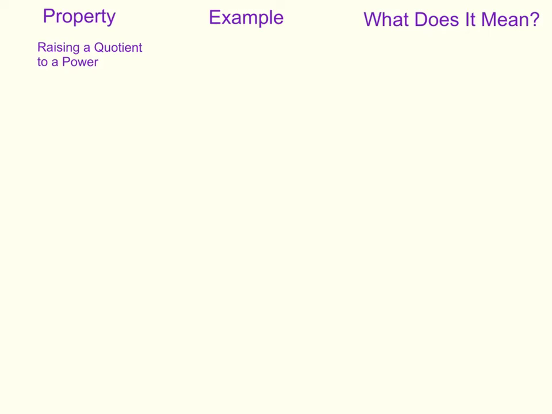Alright, final property, raising a quotient to a power. Quotient means fraction, any sort of division. So if you have a over b to the power of n, the answer would be a to the power of n over b to the power of n. So let's do a quick example.